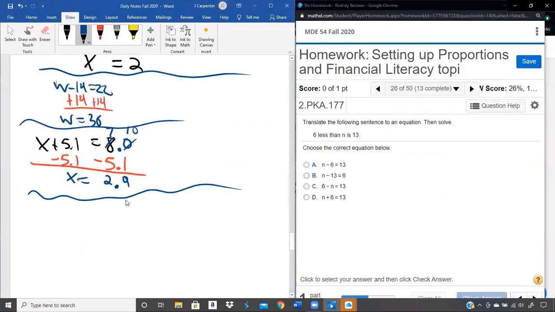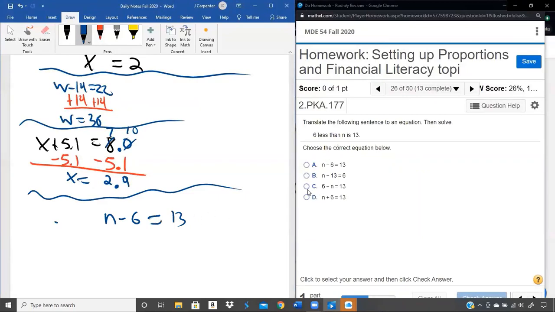Something I brought up at least once before, either in this course or 154, I think in this course, that we have some special phrases when we're setting up, going from sentences to equations or expressions. Phrases like less than means you're going to reverse the order of what you see. So 6 less than n is not 6 minus n, it's actually n minus 6. Again, less than reverses the order of those two things. The word is means equals in equation words, and then 13 means 13. They didn't ask us to solve it, they just asked to set it up. N minus 6 equals 13.